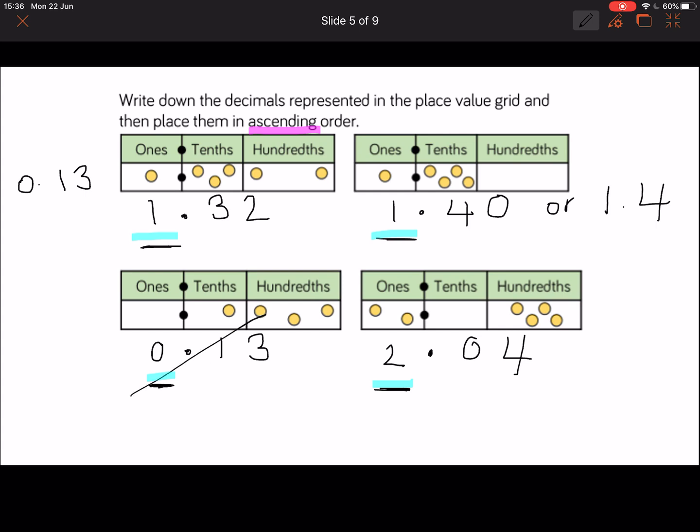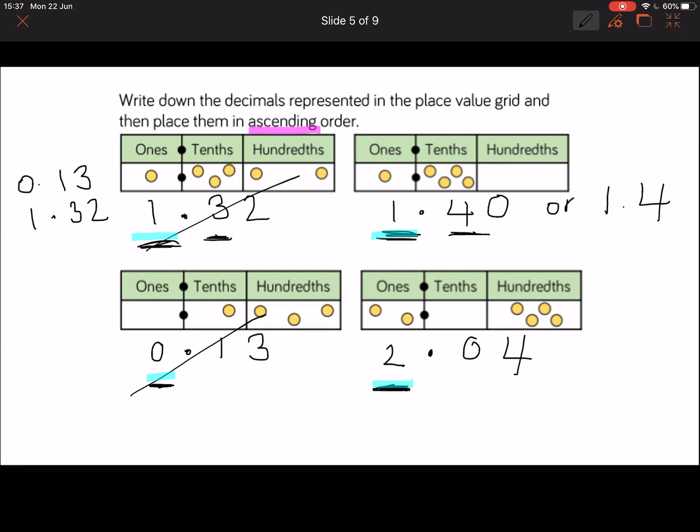Which one's going to come next? Well, it can't be 2. It can either be this one or this one. Now if I look, the first place value is the same, so I check the second place value after the decimal point. Which one is smaller? Is it 1.32 or 1.4? Well, it's going to be 1.32 because 3 is smaller than 4. Now I cross that off.